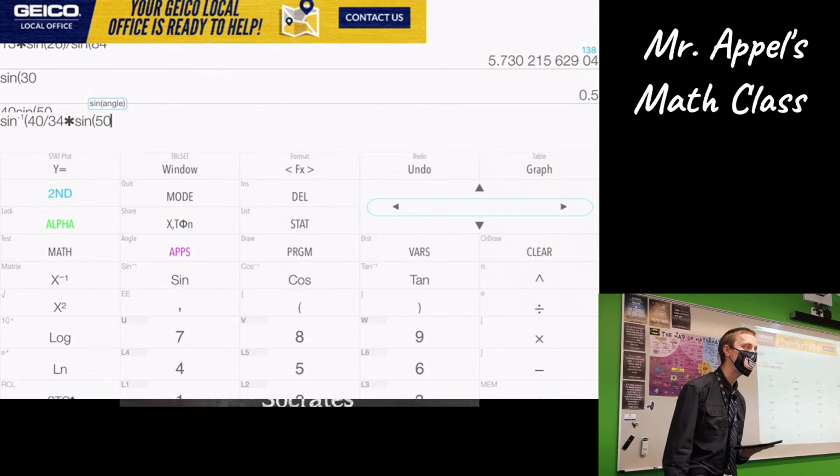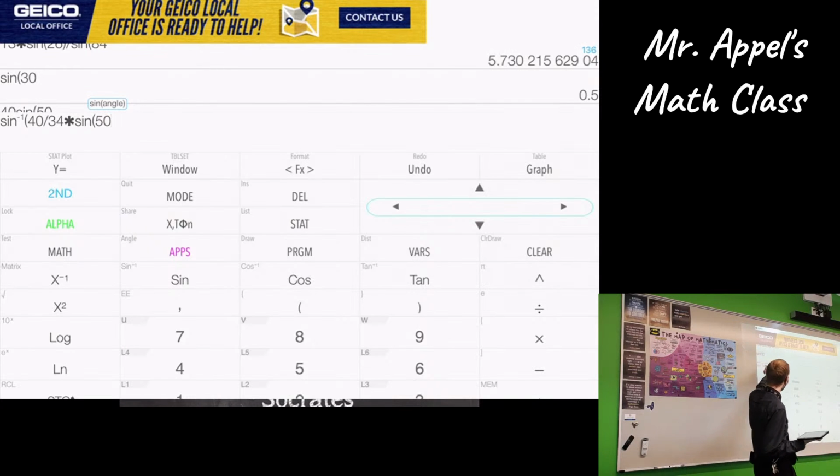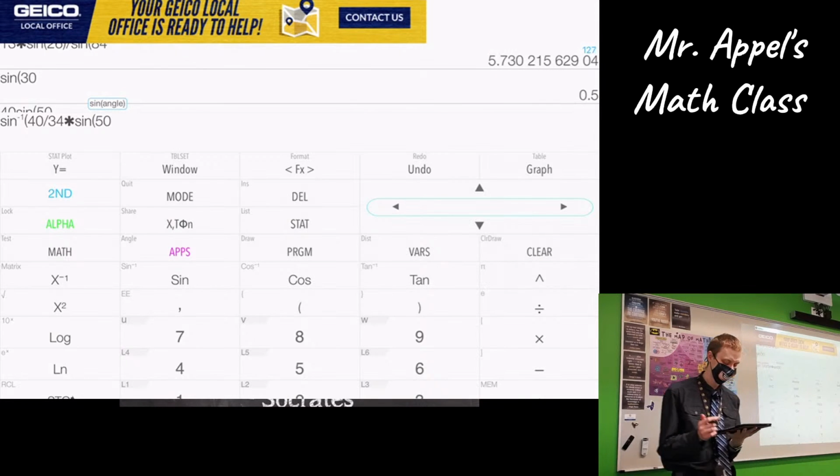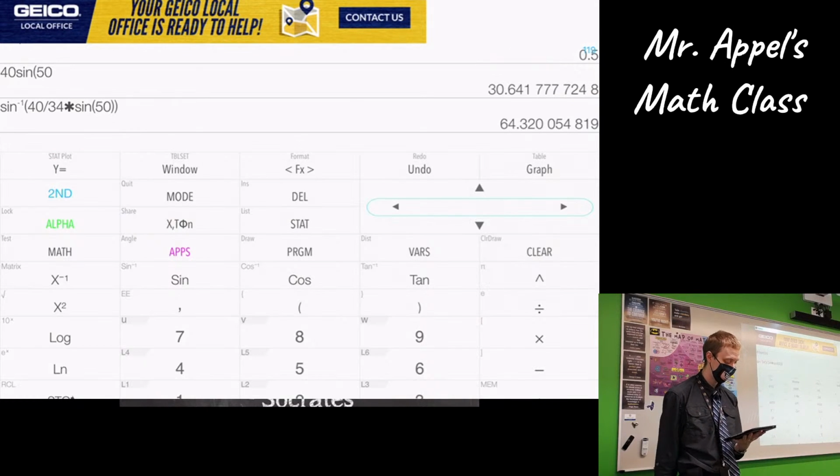Right? I like doing it in this order. Put the fraction first, then the sine. That way you don't accidentally put one of these things inside the parentheses of sine. Okay? Technically, we should properly close it with 2 parentheses. Again, we don't actually need those. And we get one of our answers is 64.32.